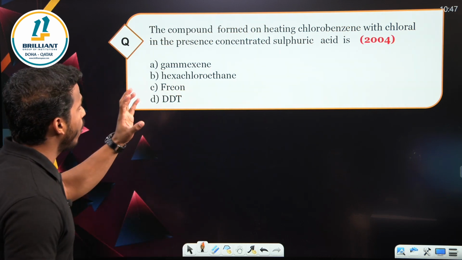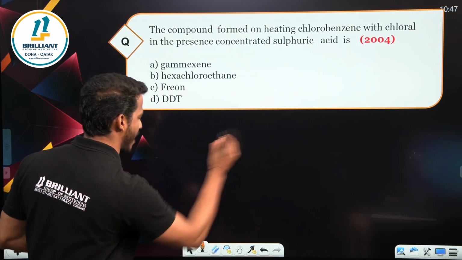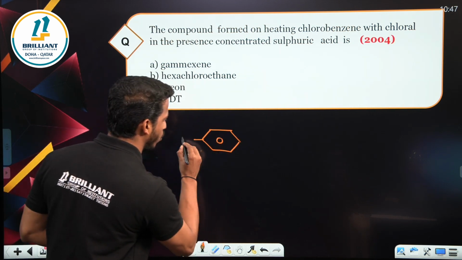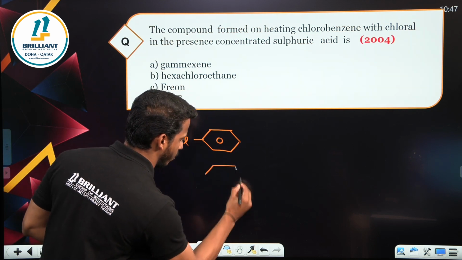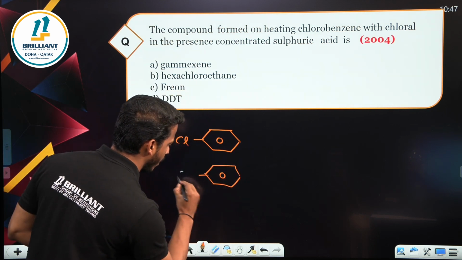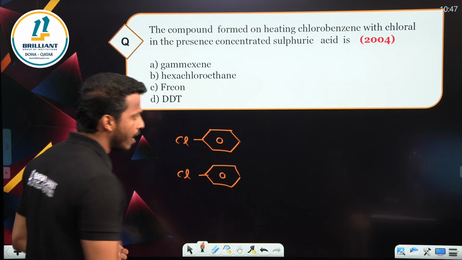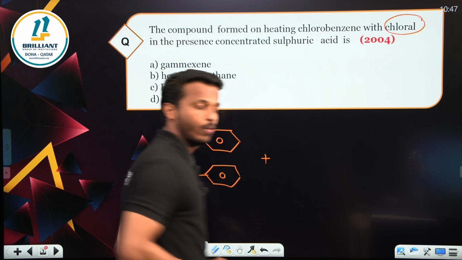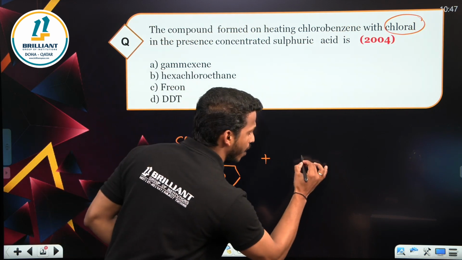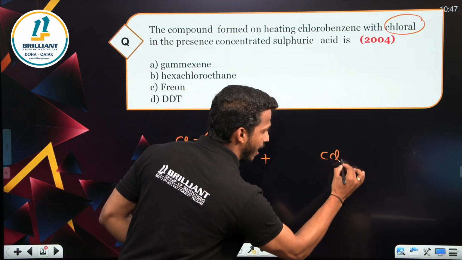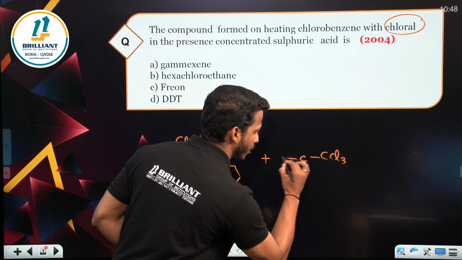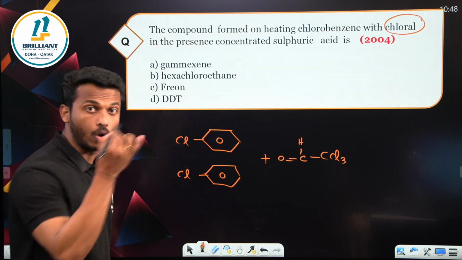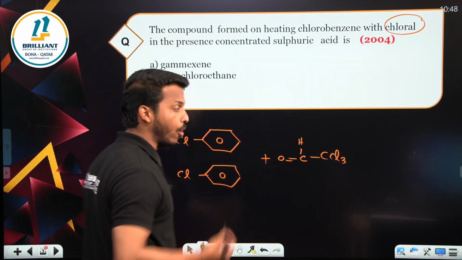Right? So the compound formed on heating chlorobenzene. The reaction, let me tell you dear all. Let me consider two chlorobenzenes here. Just we can write the reaction in a simple way. These are two chlorobenzene. And let me consider what is chloral. What is chloral means dear all? Chloral means CCl3 with CHO. CCl3CHO is called chloral.